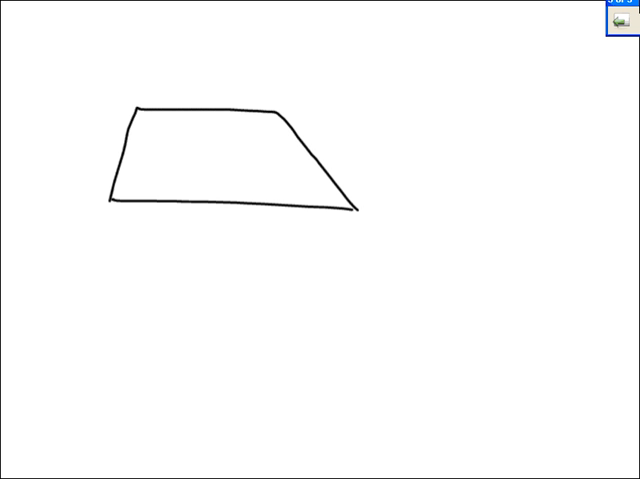Sometimes you don't have to be given the bases. Who needs the bases? Why would we need the bases? These two sides are parallel. I tell you the altitude is 6.